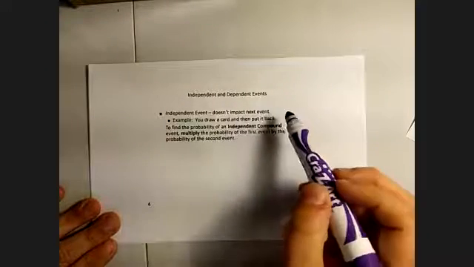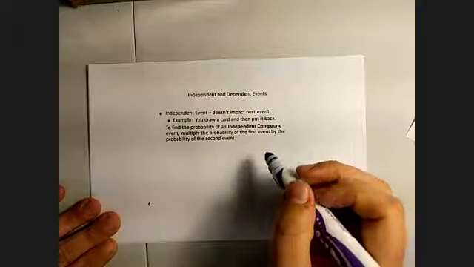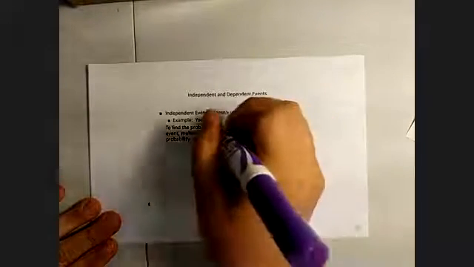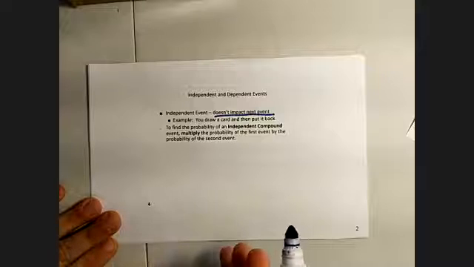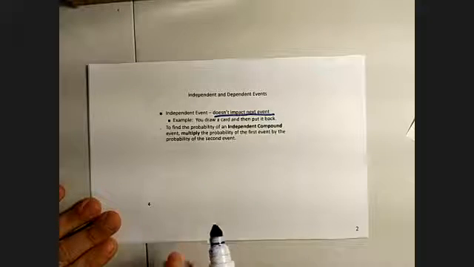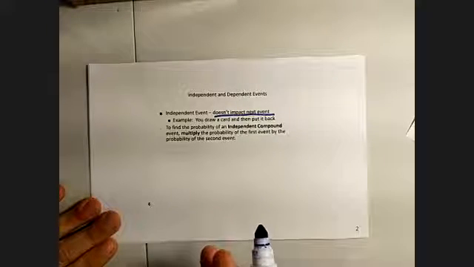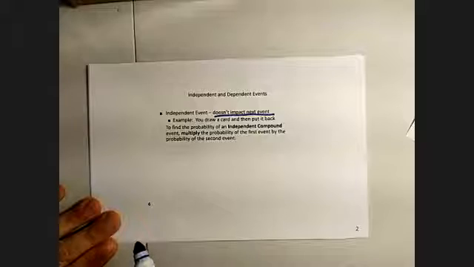So independent and dependent events. When we think about what it means to be independent, independent means it doesn't impact the next event. So an example would be you draw a card from a deck, but then you put it back. That doesn't change the number of cards in the deck. It doesn't change what's available for someone else to get. So it's an independent event.